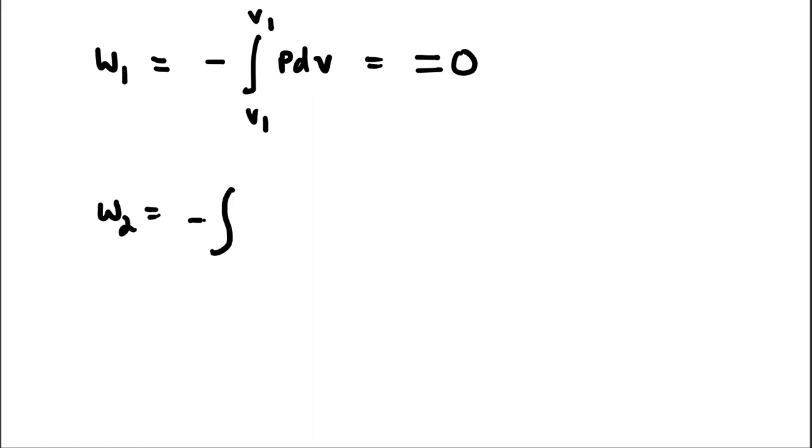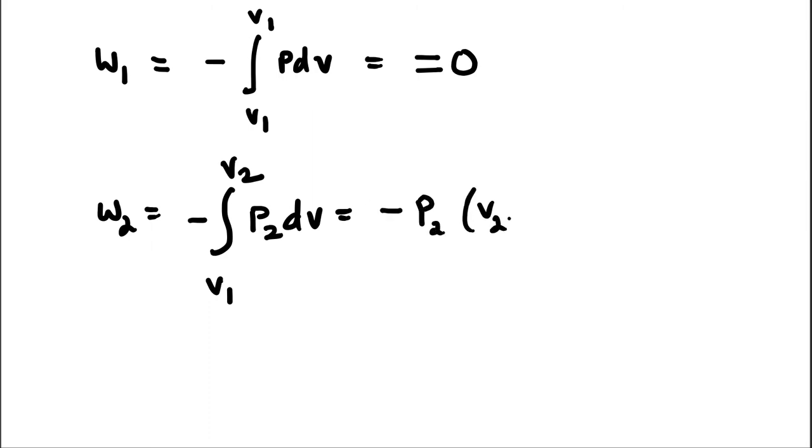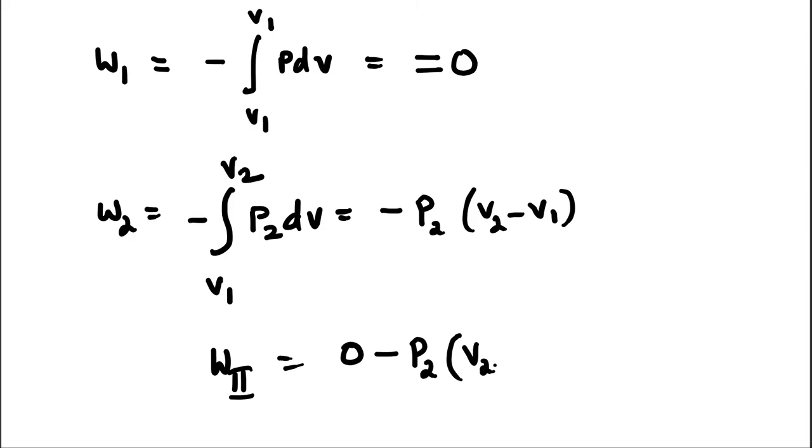That is the integral, negative, from V1 to V2, and here the external pressure is P2 times dV. So that gives negative P2 times V2 minus V1. So this is the work done in process 2. Therefore, what is the total work done in path 2? That is 0 plus this one, that is minus P2 times V2 minus V1. So I can write this as P2 times V1 minus V2.